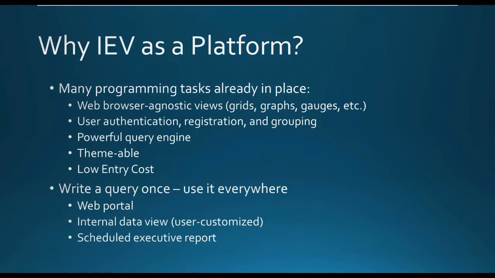It handles user authentication, user registration, and the grouping of those users into different hierarchies, so you can give company A access to only their data, and they will see only their data, and you can add other users to company A at a point in the future. It's a very powerful query engine. It's themable. It actually uses Theme Roller, which is a jQuery extension that allows you to select any of the predefined themes that are in our product, but also roll your own if you want to make it look exactly like your main website. And it's very low entry cost.